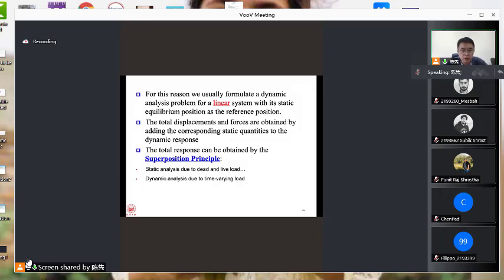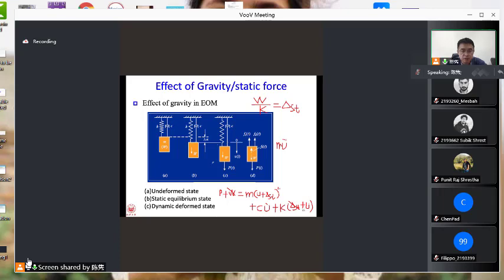But the total displacement and the force are obtained by adding the static quantity to the dynamic response, which means that if you consider the maximum displacement of this mass, you need to consider both the dynamic part and the static part. If I'm asking you what is the maximum displacement of this mass, you need to consider both the dynamic one and the static one.